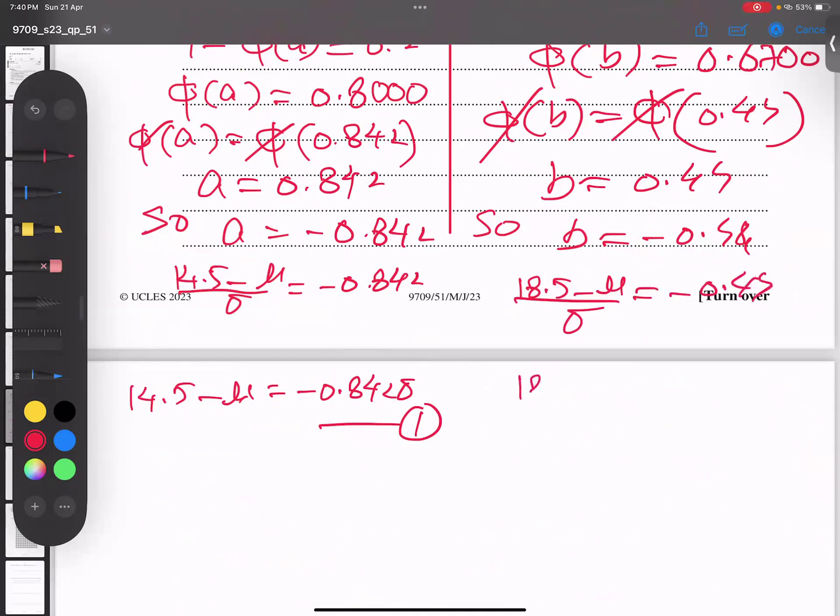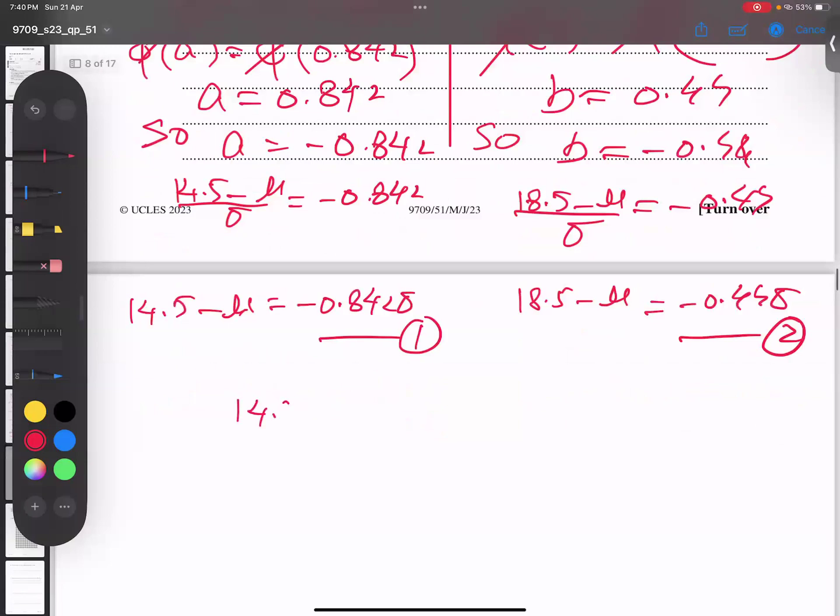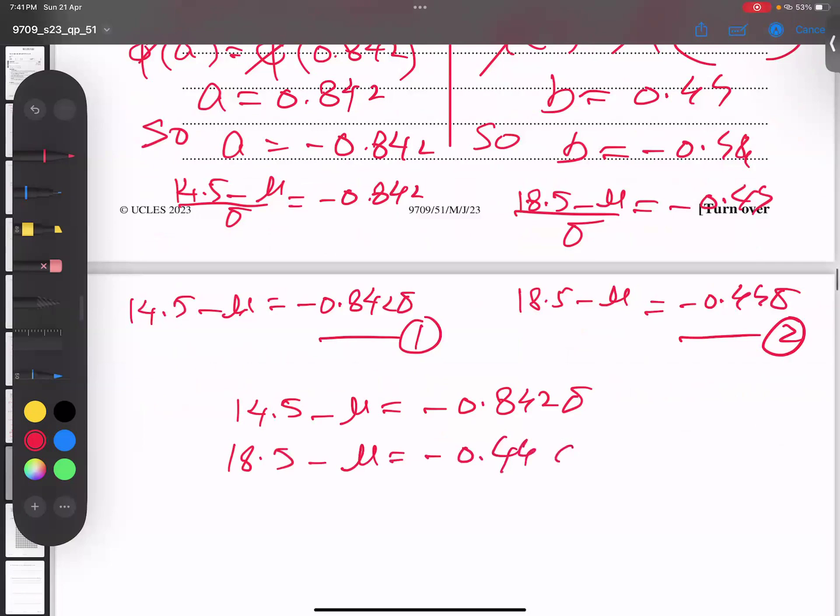Cross multiply 18.5 minus mu over deviation. If negative, it should multiply there, better to save our time. So negative 0.44 sigma. Equation 2 ready. So if I solve them simultaneously, students, I will get my answer. 0.842 sigma and 18.5 minus mean equals negative 0.44 sigma.